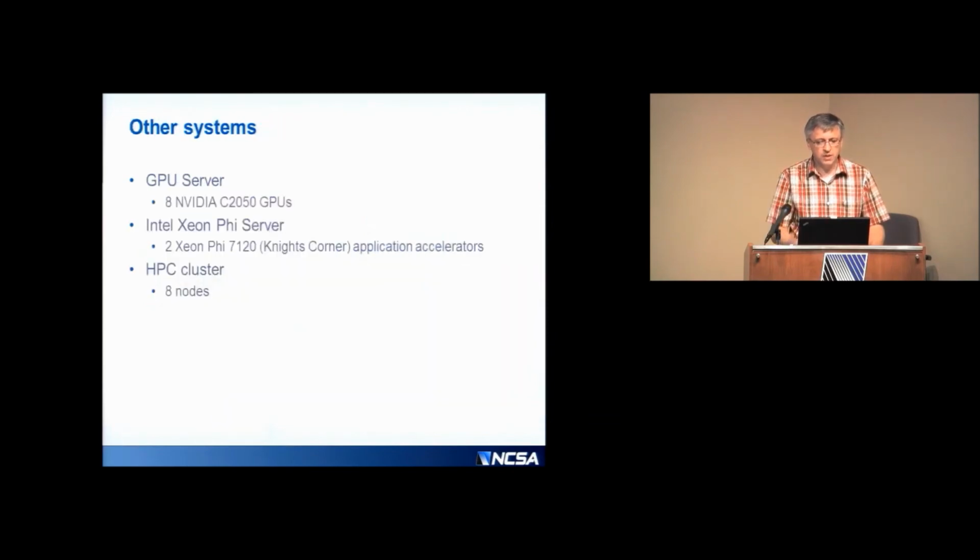So we also have some other resources which are sort of minor compared to everything else. But again, for people who are interested in evaluating or having access to these resources, they are available. So we have an HPC cluster, a conventional HPC cluster with 8 compute nodes. We have an Intel Xeon Phi server with 2 Xeon Phi cards. These are accelerators from Intel, competitors to NVIDIA GPUs. And of course, we have an NVIDIA GPU system with 8 GPUs.